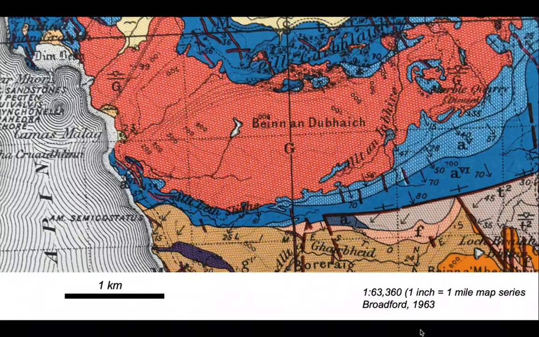Here's a blow-up of this from a more recent map published in 1963. It shows the same geology as the original map, but is now on a kilometre grid system. So what we have here is a granite in red that intrudes limestones in blue around the margins. The edges of the limestones with the granites are now marbles because of the contact metamorphism. This is the Benanduit granite.